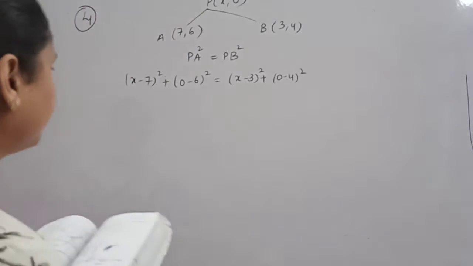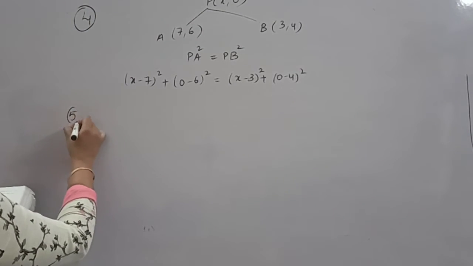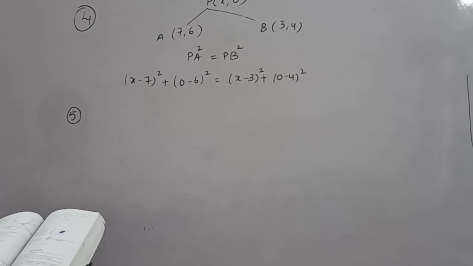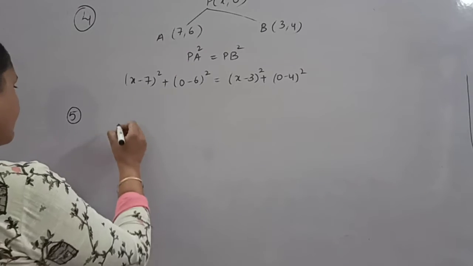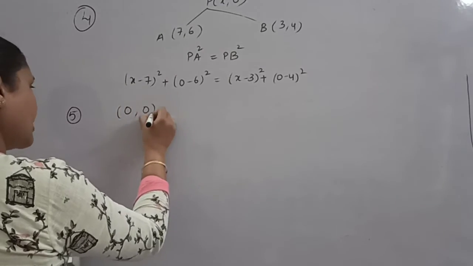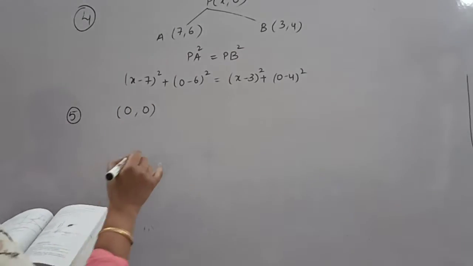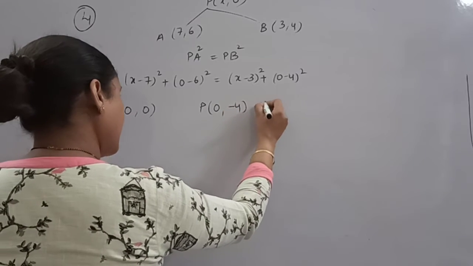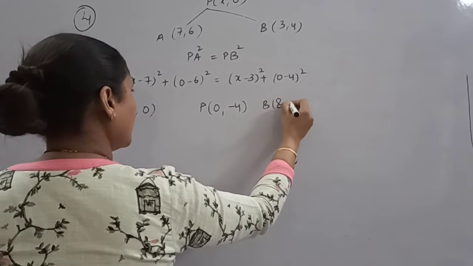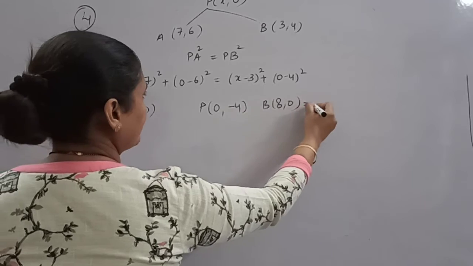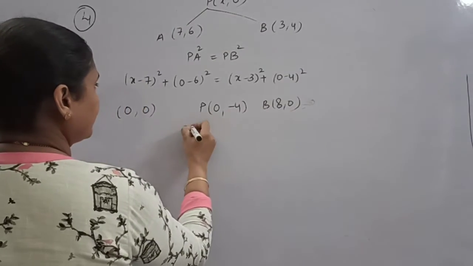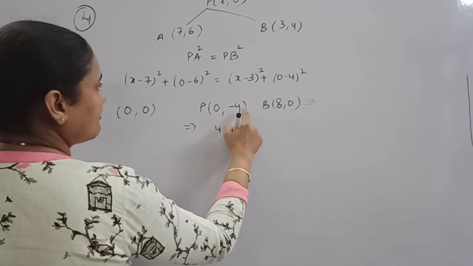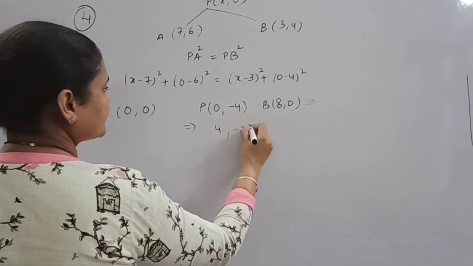Question number 5. Let me explain first, then you solve all these questions. Find the slope of the line which is passing through the origin and the midpoint of these two. A point is 0, -4 and B point is 8, 0. So first of all we will find out the midpoint of this. What will be the midpoint? (x1 plus x2) upon 2, so that is equal to 4. (y1 plus y2) upon 2, that is -2.